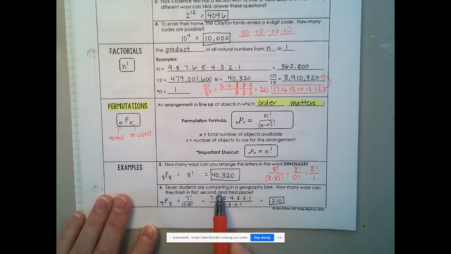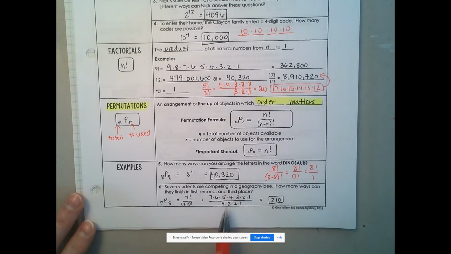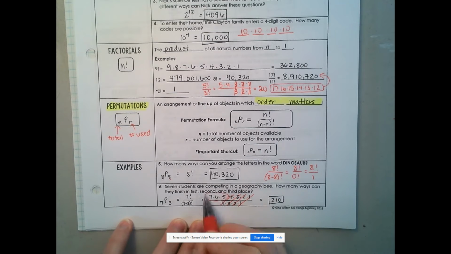7 students are competing in a geography bee. How many ways can they finish in first, second, and third place? So 7 students total, that's your numerator, 7 factorial, over (7 minus 3) factorial, which is the difference between the two numbers, or 4 factorial. And you'll notice how many of these get simplified, and you just end up doing the 7 times 6 times 5. Now, why is that happening?